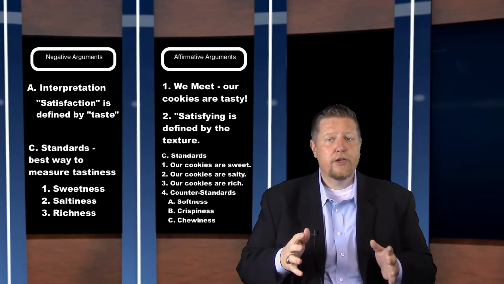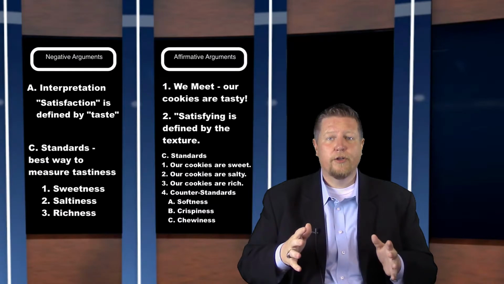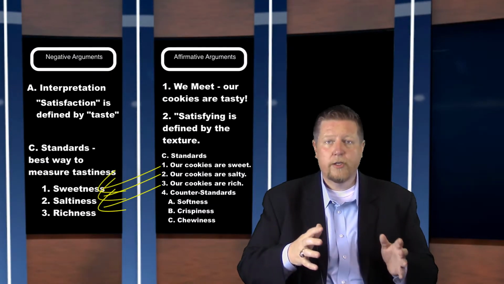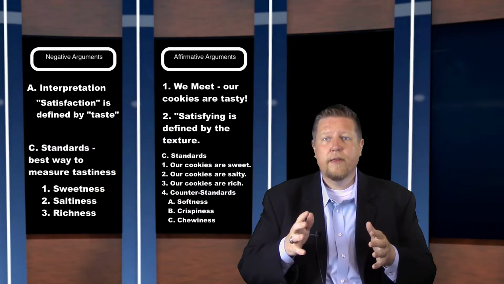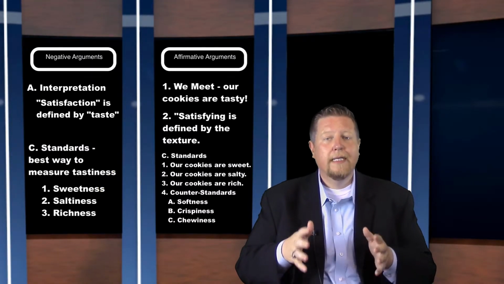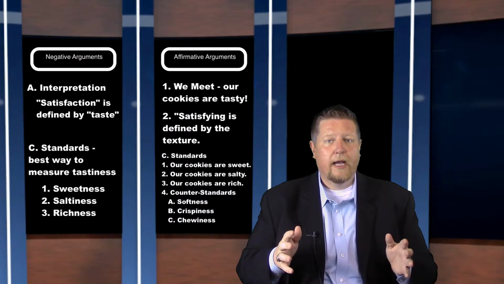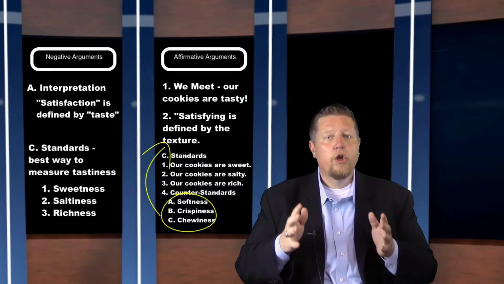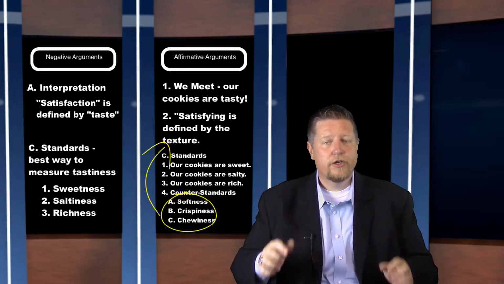They claim that the best measure of a cookie is sweetness, saltiness, and richness. In this part of the debate, your job is to prove that cookies are sweet, salty, and rich. But you also want to say that there are other better ways to measure a cookie, including softness, crispiness on the outside, and chewiness all around. Note that these counter standards reinforce your counter interpretation of texture.